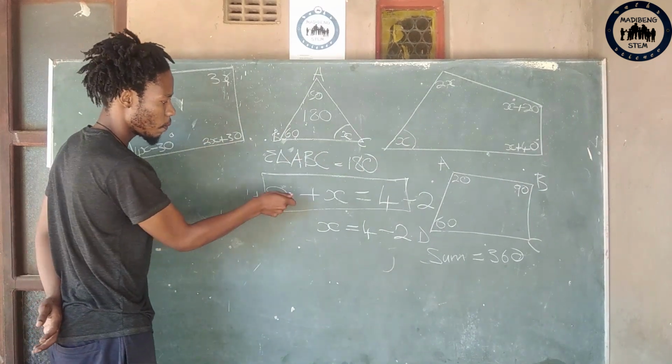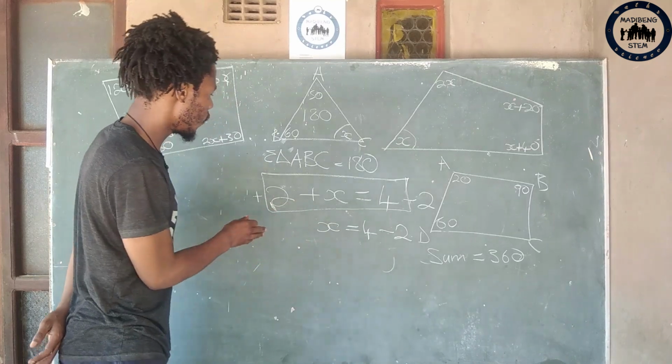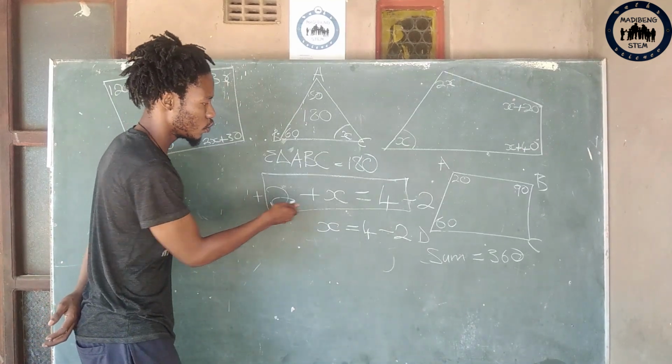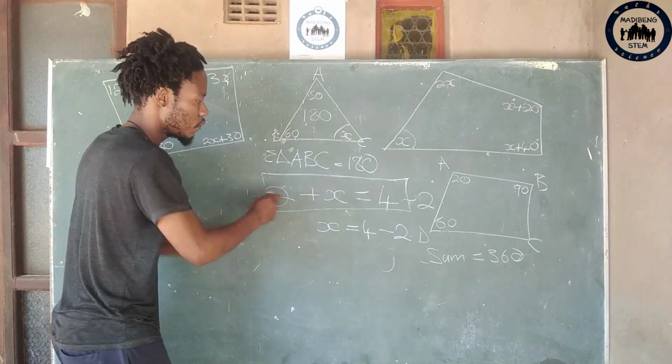Another way you can do it is that if you want to move this 2 to this side, you subtract 2 on both sides.